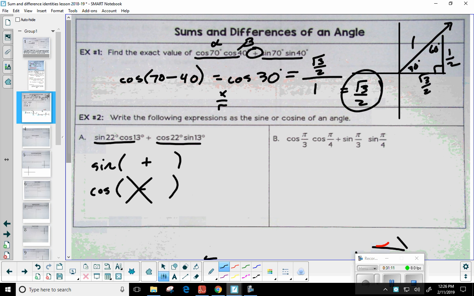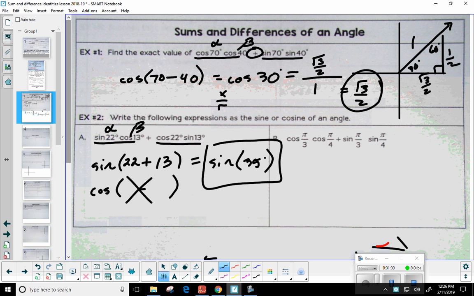Well, what's alpha? That would have to be 22 because that's the very first value. What would beta be? 13. So this is actually sine of what? 35. That's it. Now, because 35 is not one of the measures off my unit circle, we're not going to worry about evaluating that. We're just going to leave it as is.